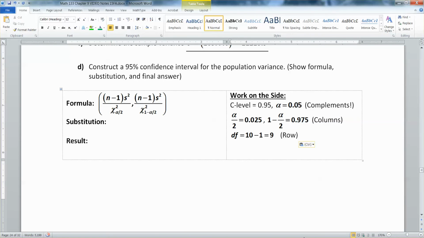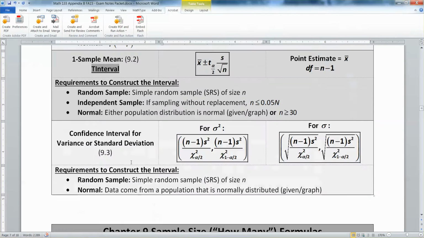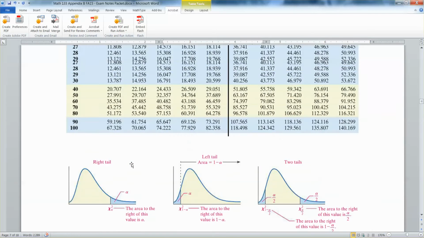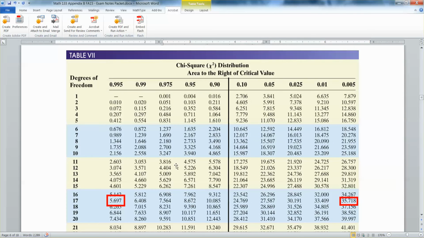There we have it. All right, so now that I know the columns and the row, I'm going to go grab the table and find these values. I'm going to go back to my appendix sheet here. I wanted the 0.975 and 0.025. They're right in the middle. My degrees of freedom was 9. So I want 2.700 and 19.023. Those are the two critical values.